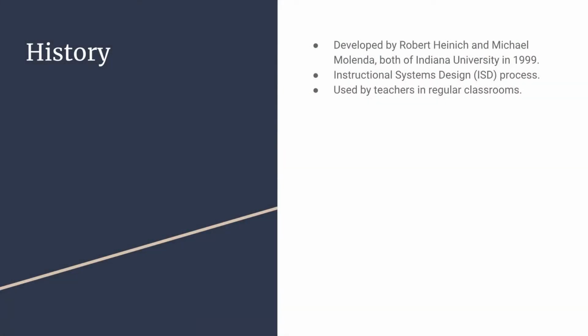The Assure model is a lesson plan format that includes media into instruction. It was developed by Robert Heinich and Michael Molenda in 1999. It can be used in a variety of K through 12 classrooms and beyond, including professional development.